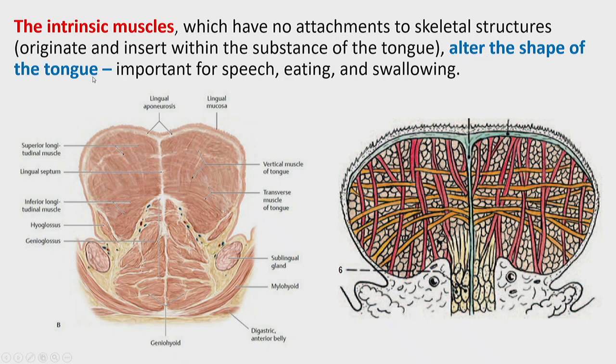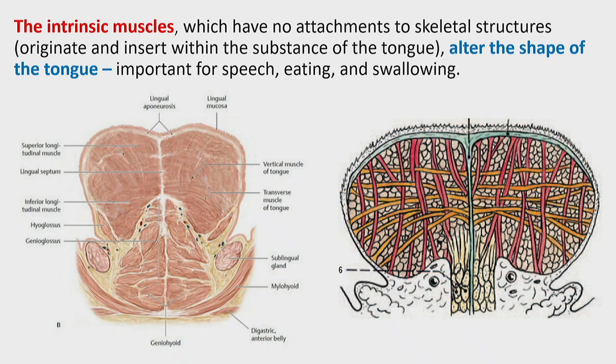Yes, extraglossal, it was moving the tongue as a whole, but somebody that is looping his tongue, is folding the tongue, or is making a shortening of the tongue. So those are the altering or changing the shape of the tongue. Those are the function of the intraglossal or intrinsic muscles. So it's these muscles that are important, again, for speech, for eating, and for the swallowing.